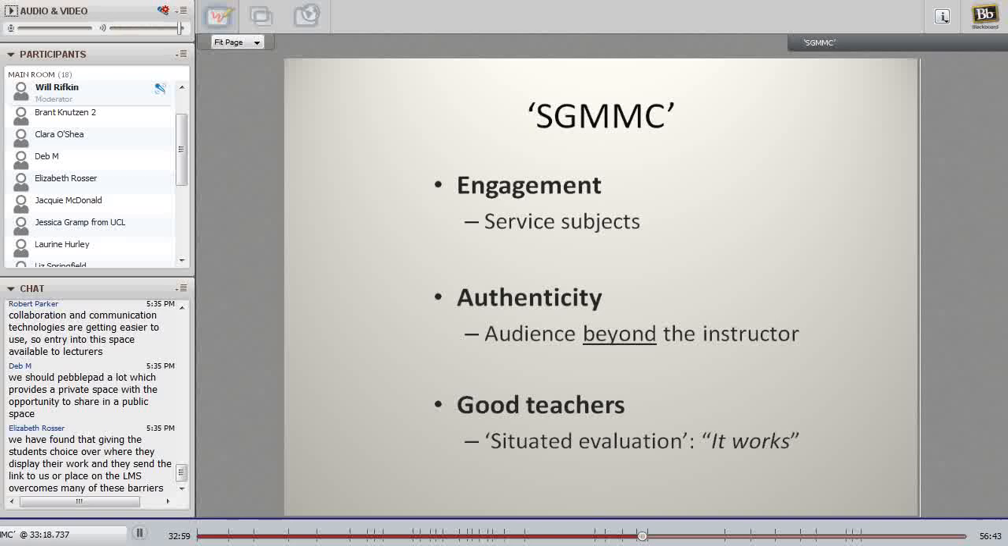In addition, the people who did this were just good teachers. When you're talking to them, you got a sense they cared about the learning process. And to do what I call situated evaluation, they could see that it was working through various aspects of the quality of the work done. But the challenge now is how can you actually gauge the deep learning that's occurring?